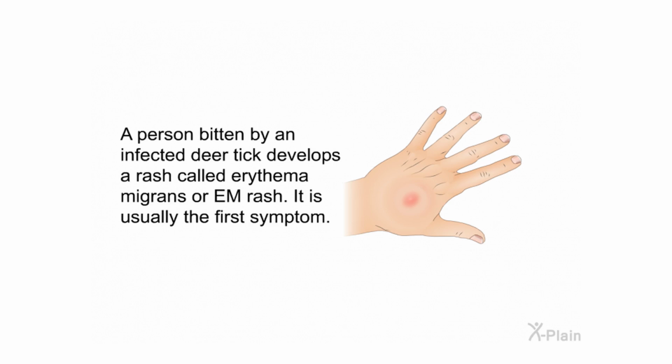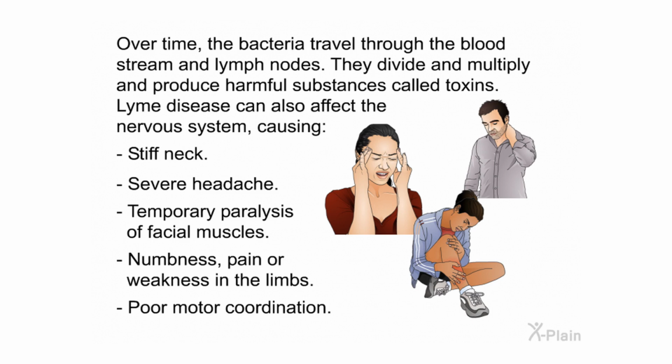A person bitten by an infected deer tick develops a rash called erythema migrans or EM rash. It is usually the first symptom. Over time, the bacteria travel through the bloodstream and lymph nodes. They divide and multiply and produce harmful substances called toxins. Lyme disease can also affect the nervous system, causing stiff neck, severe headache, temporary paralysis of facial muscles, numbness, pain, or weakness in the limbs, poor motor coordination.